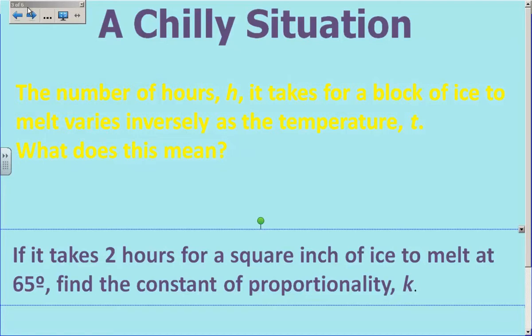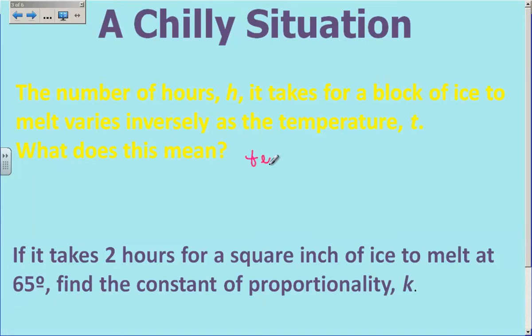So we have another chili situation. The number of hours, or h, it takes for a block of ice to melt varies inversely with the temperature T. What does this mean? Well, what this means is if you think about a block of ice and you want it to melt, what is going to happen as the temperature increases?